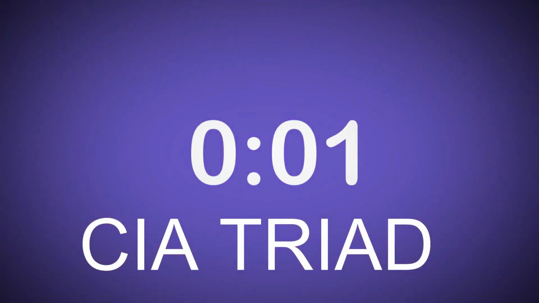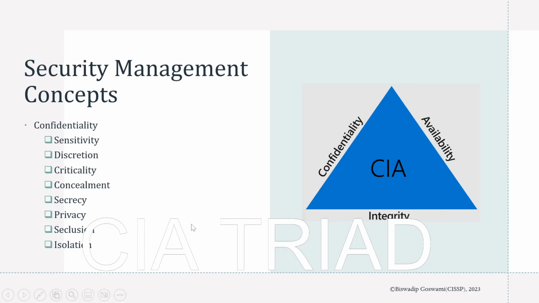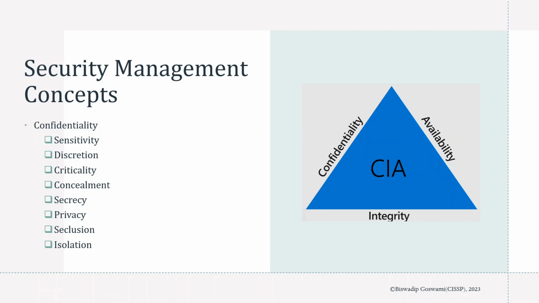Let's talk about the CIA Triad. In cybersecurity, CIA stands for confidentiality, integrity, and availability. These three concepts are the foundation of information security and form the basis of the CIA Triad.